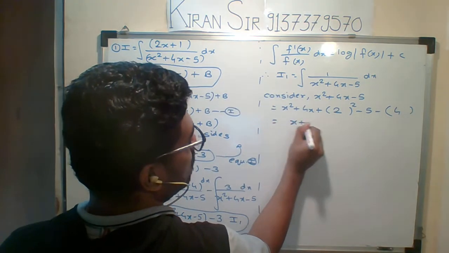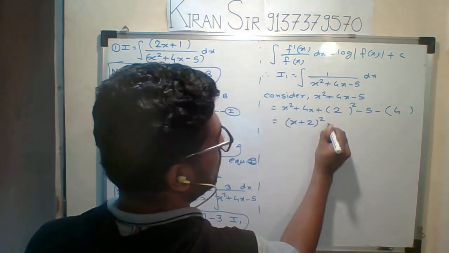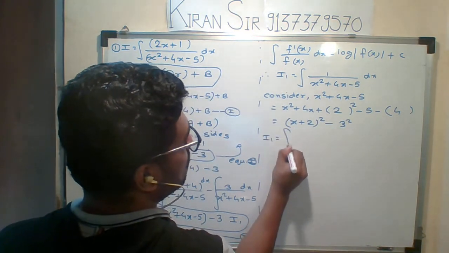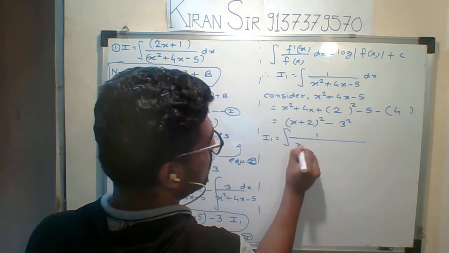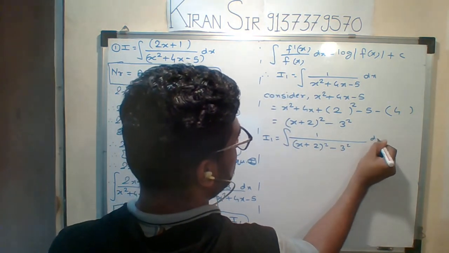And here I know the formula: a squared + 2ab + b squared is (a + b) the whole square. And here 9, which is the square of 3. So I will put into the denominator of I1: (x + 2) the whole square minus 3 squared. Which formula should I apply?